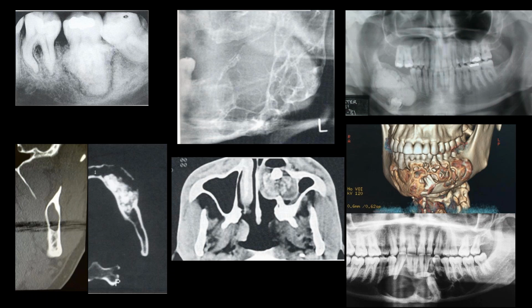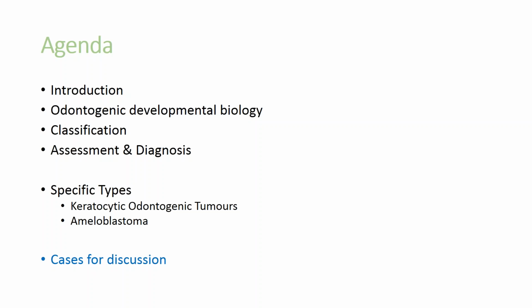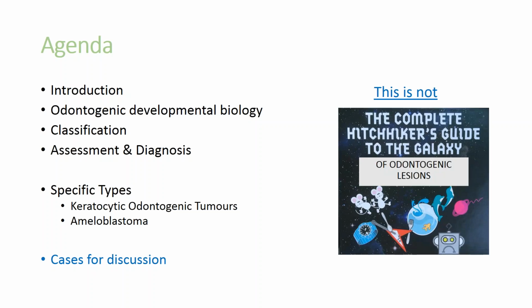That just shows that such a wide topic is difficult for me to cover in this. I think it's very important to understand how the tooth develops to really understand why these develop and what interaction happens while these tumors develop. We talk about the classification and mainly focus on KOTs or OKCs, depending on which side of 2017 you are, ameloblastomas, and you've got a few cases for discussion. Just to say, this is a 60-minute talk and not a complete guide.